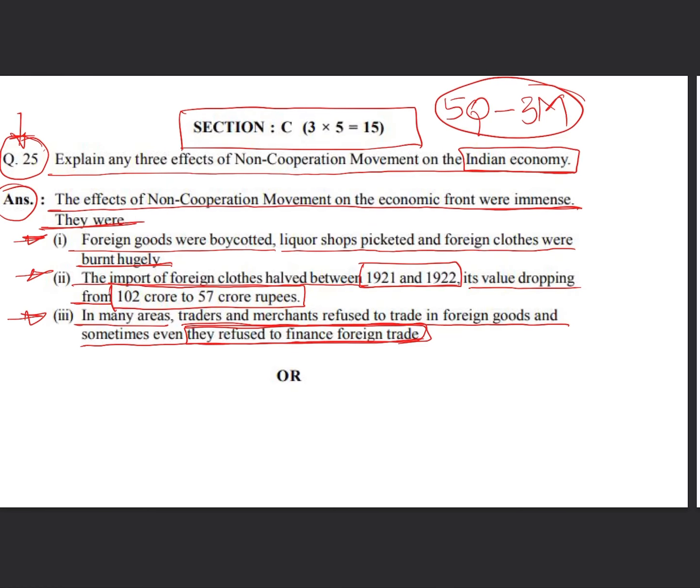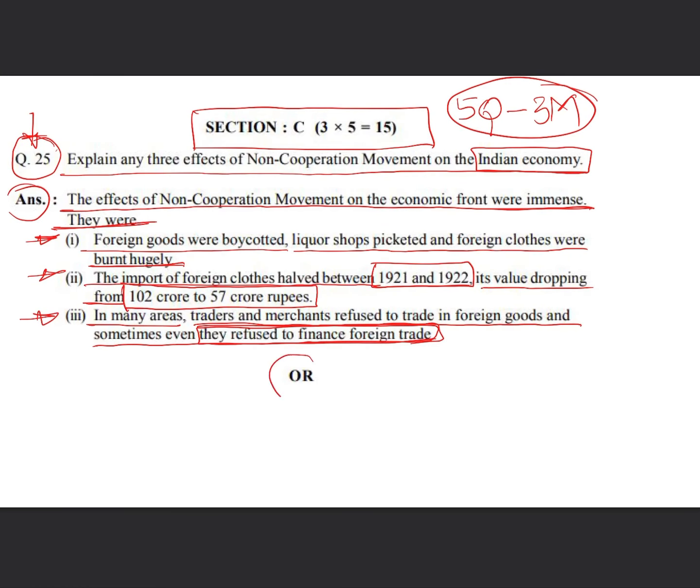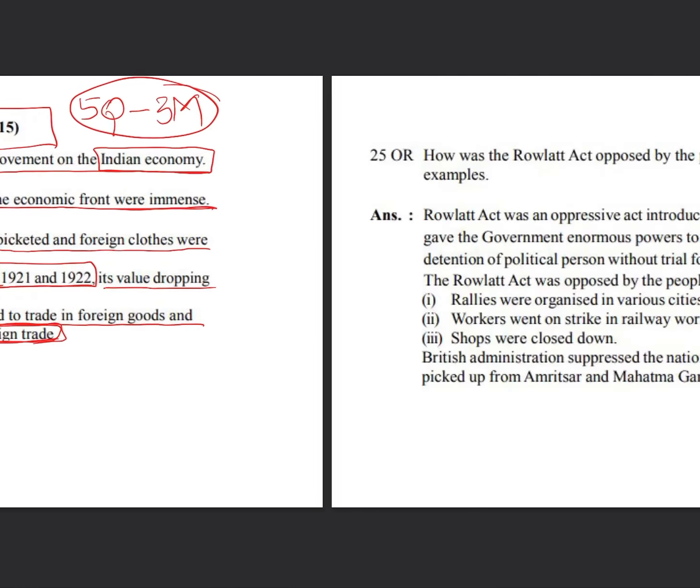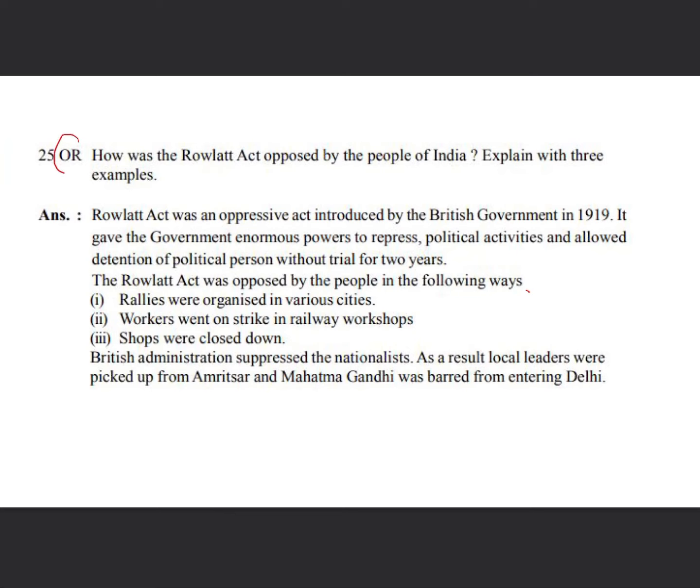So in the question number 25, you have been provided with an extra question, that is OR question. So let us see the OR question for question number 25. How was the Rowlatt Act opposed by the people of India? Explain with three examples. Answer.